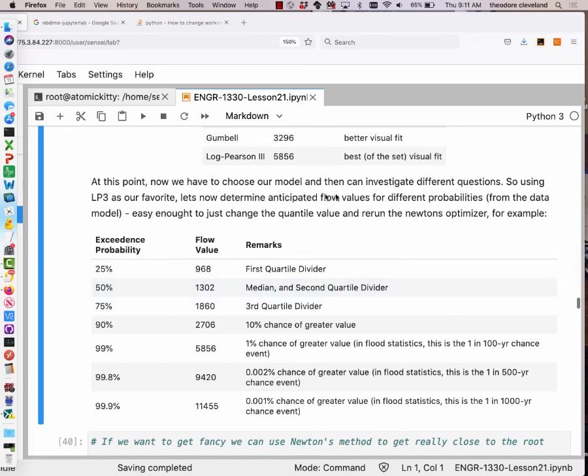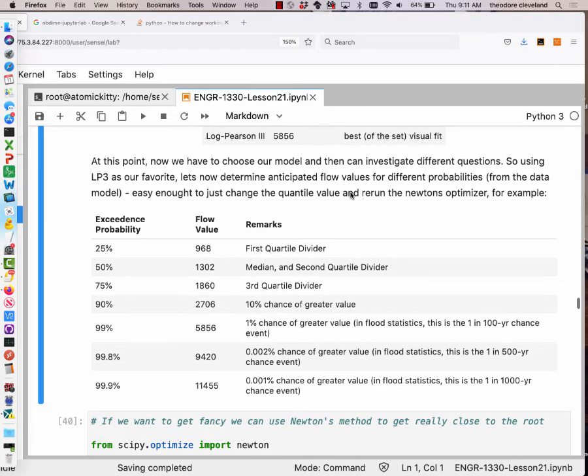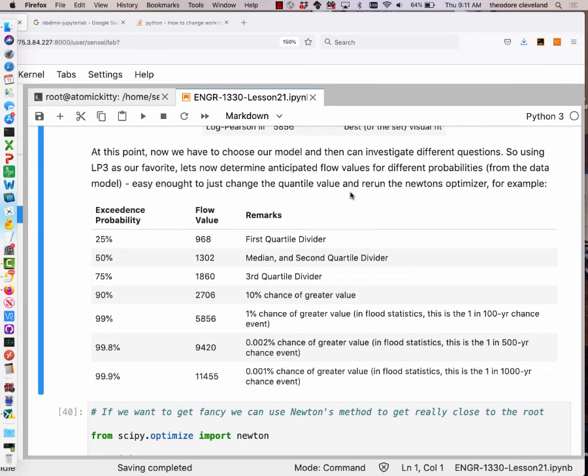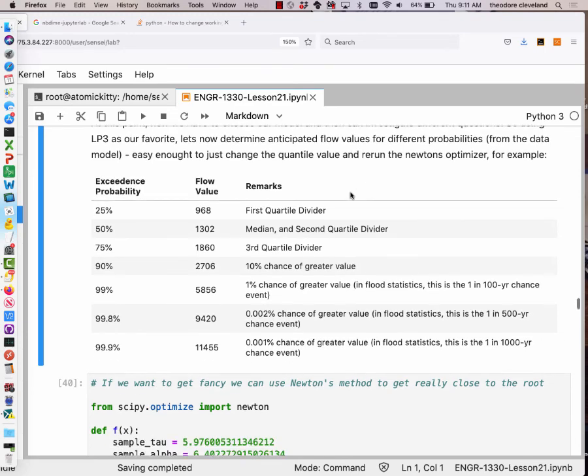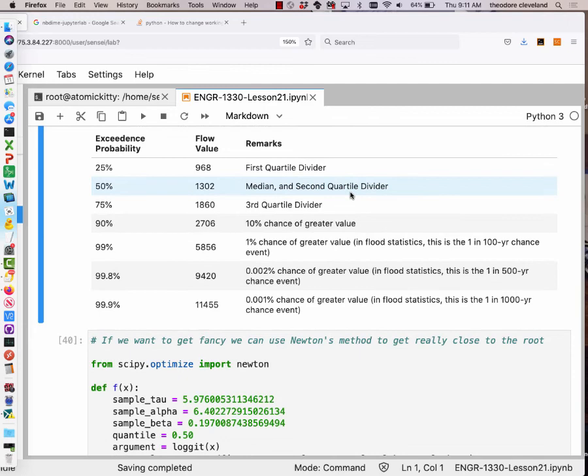So at this point, we have to choose our model, and then we can investigate different questions. So let's suppose we decide log Pearson type 3 is our favorite, although we don't have to decide that because it's been decided for us because it's a mandated distribution for this particular type of data. If we want the 25% exceedance probability, that would correspond to a value of 968 flow units. 50, the median, is 1302. The 75th percentile is 1860.